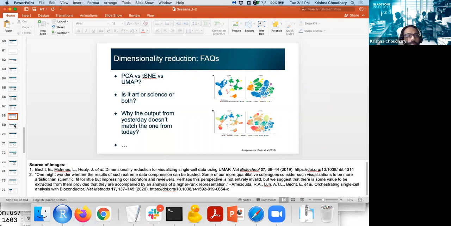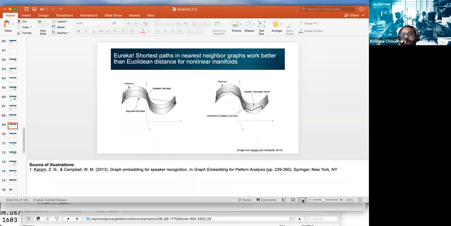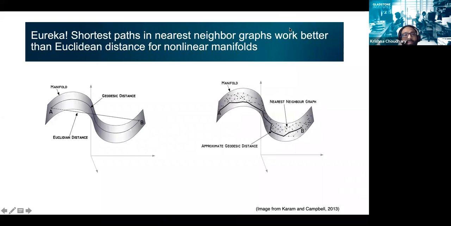So we want to understand what is going on in a little bit more detail, and I hope to answer this question about whether it is art or science. And also this question, which oftentimes comes up: if you run the step of UMAP and t-SNE projection again, then your output may differ from today to tomorrow. So why does that happen? We want to understand that in a little bit more detail in the upcoming slides.